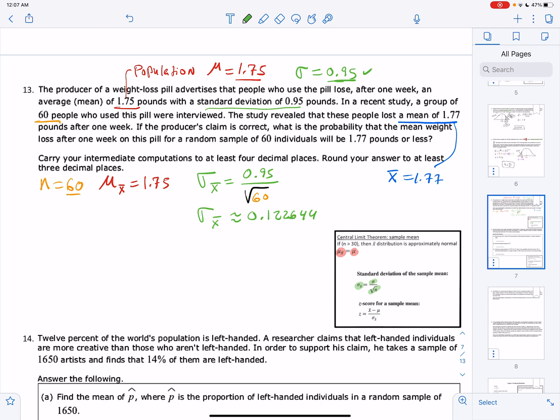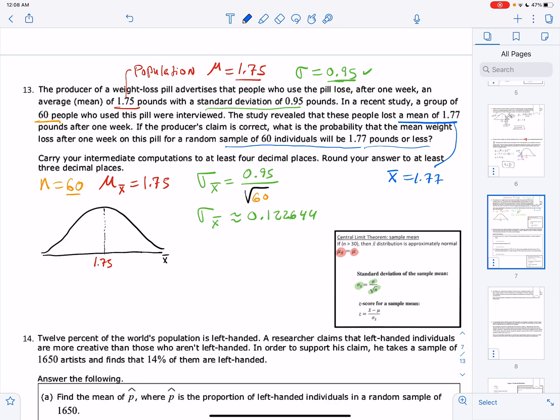Okay, so I'm going to run out of some space here. Let me draw a picture, because you know I'm kind of a picture freak. I like to see what's going on. I like to kind of explain things that way. And here's what's happening. This is going to be the distribution of sample means. And so the mean of the sample means is in red, which is 1.75. Now what they're asking us here is, let me put it in blue, after 1 week on this pill for a random sample of 60 individuals, will be at 1.77 pounds or less.